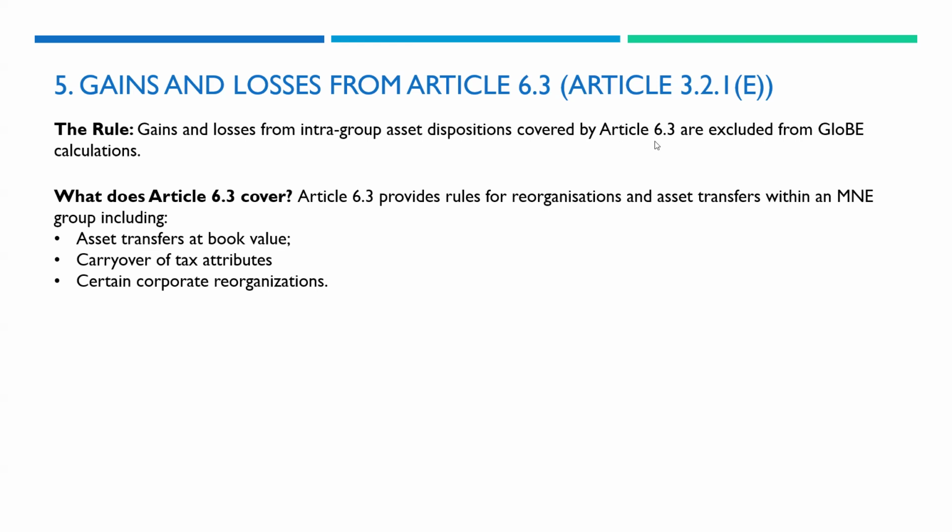So we will talk about 6.3 when we reach chapter 6. We are in chapter 3. But you understand if there is anything related to 6.3, like asset transfers at book value, carryover of tax attributes, or certain corporate reorganizations, if such income is there in your P&L, remove them. Okay, no need to include it. Asset transfers may create a profit or loss, so remove all those things from the P&L if there is.